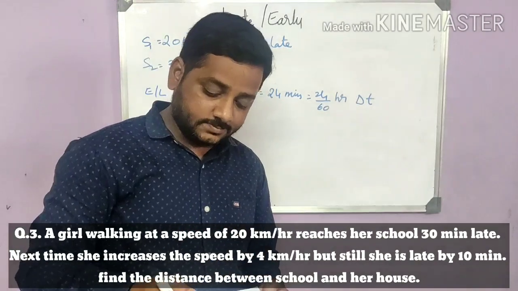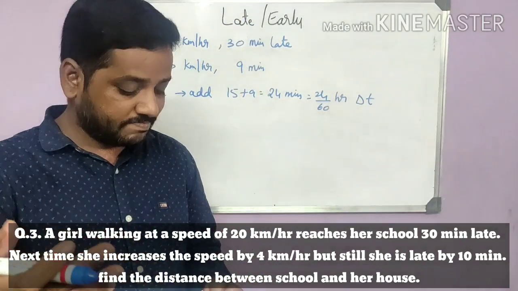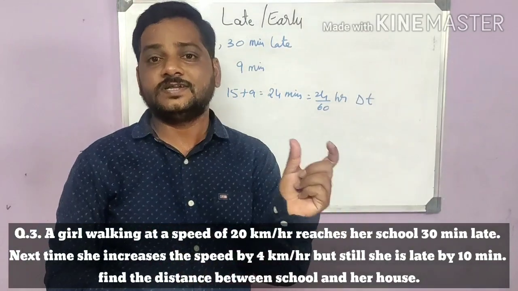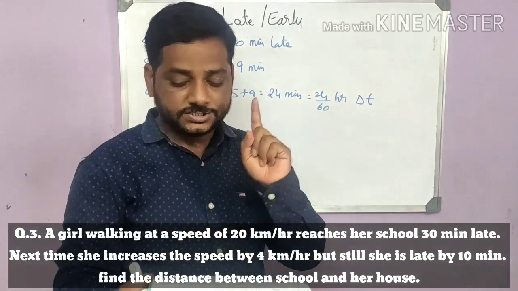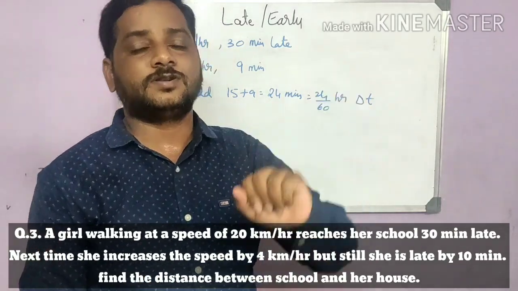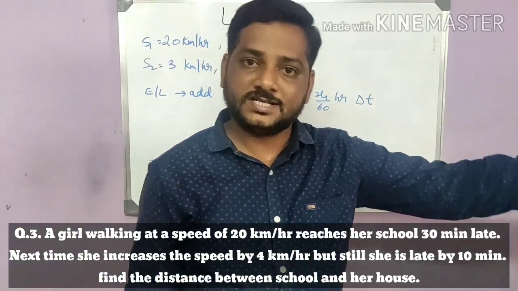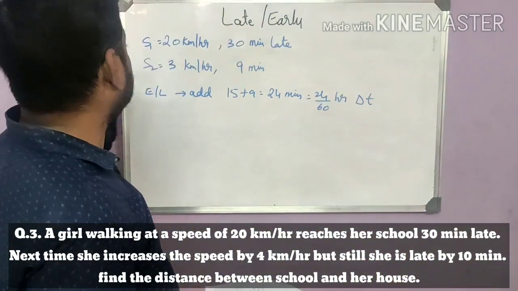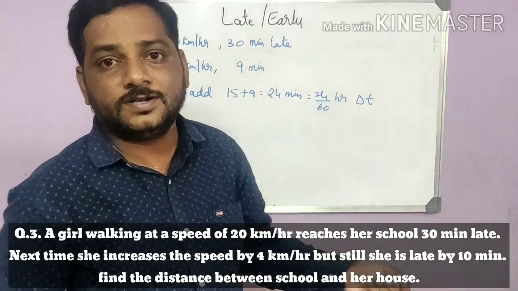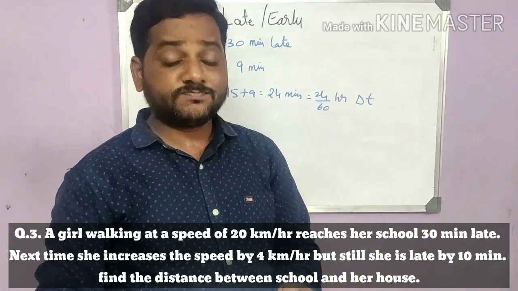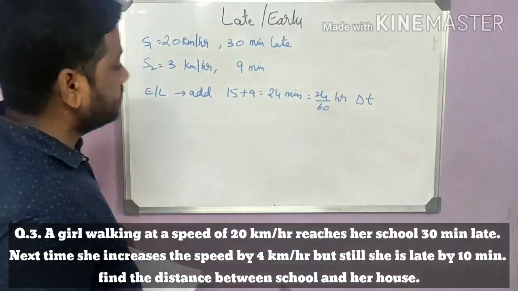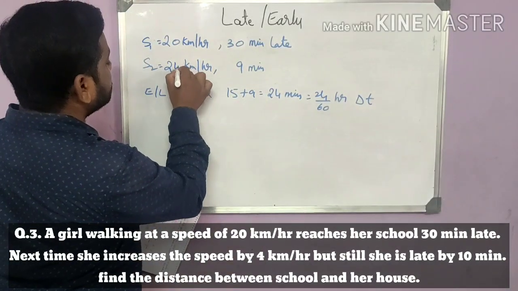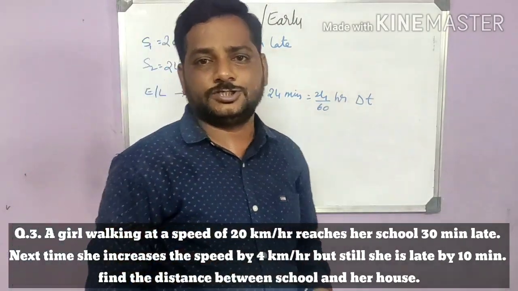Okay. Next time she increases the speed by 4 km per hour. See, the second speed is not directly given. It is given as a statement. So next day what will she do? She increased the speed by 4 km per hour. So on the first day she was walking at 20 km per hour. So next day she increases the speed by 4 km per hour, which means 20 plus 4, that is 24 km per hour. So this is a small twist in the question.